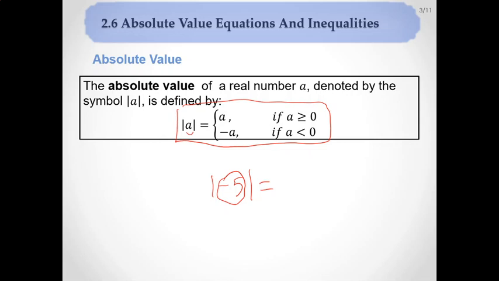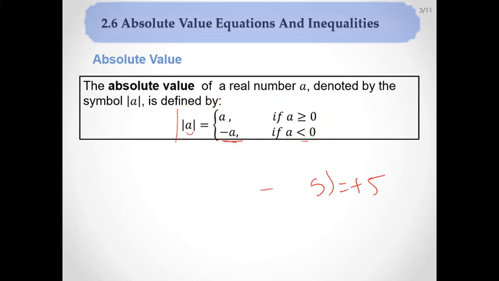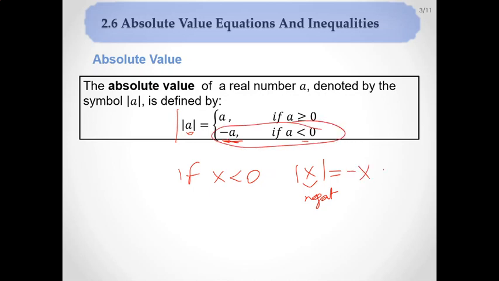According to here, if a is negative, then it has to be negative a. So a is this. You write minus a, which is minus minus 5, so we get plus 5. This is how we use the rule here. Now, this is important because if x is less than 0, then what is the absolute value of x? This is negative. And if the inside is negative, then you have to make minus x, according to this rule here.